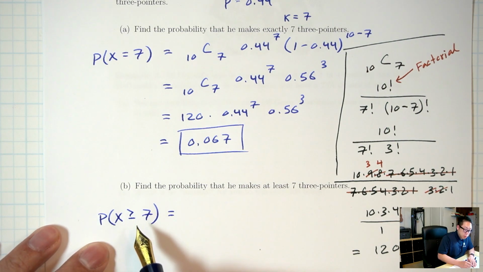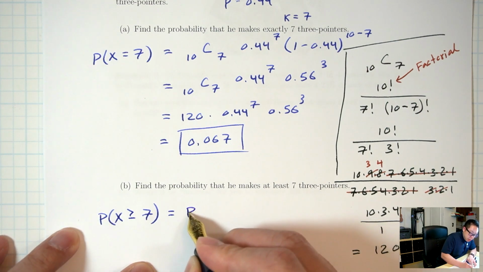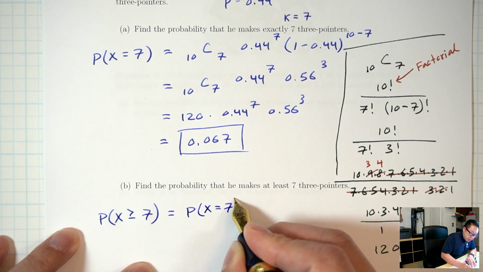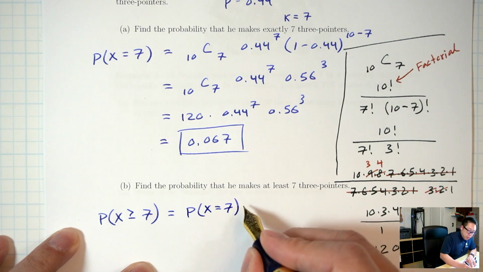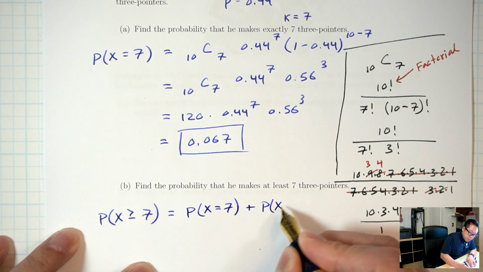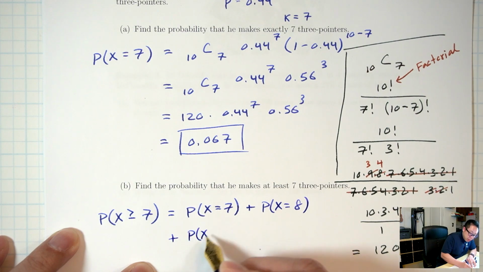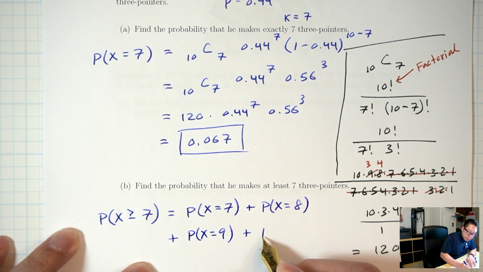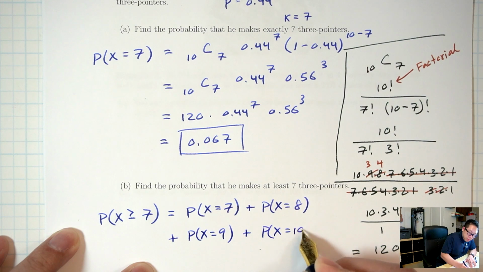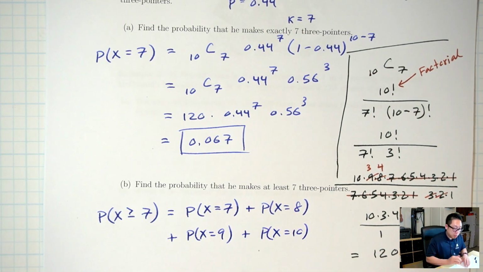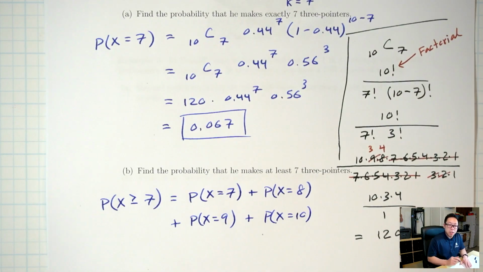So if you're going to do this by hand, it's a pain, because for X greater than or equal to 7, you would have to calculate the probability that he makes 7, plus the probability that he makes 8, plus the probability that he makes 9, plus the probability that he makes 10. And I'm stopping at 10 here because he's only taken 10 shots.